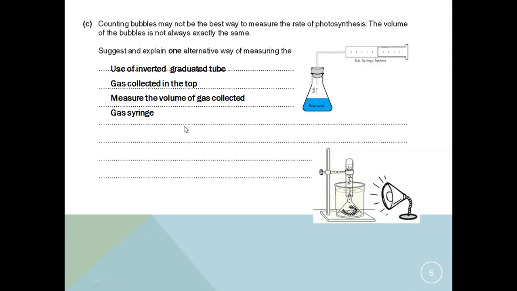Second, we can also use the gas syringe. Definitely, if there is more oxygen, I'm using this gas syringe, right? So the piston will move more and more out because of the gas, and the space here will be larger, and we can measure from this place. So we can use a gas syringe, or we can use an inverted graduated tube.